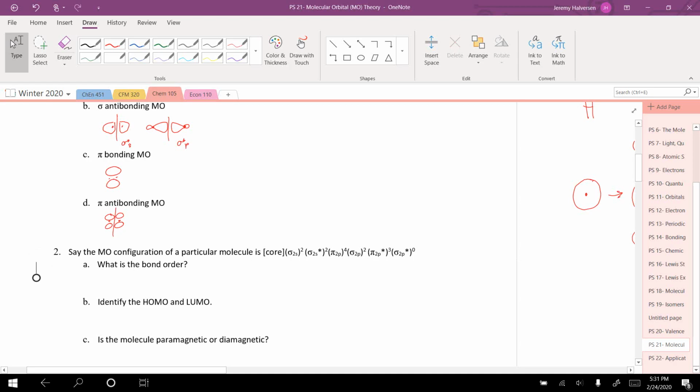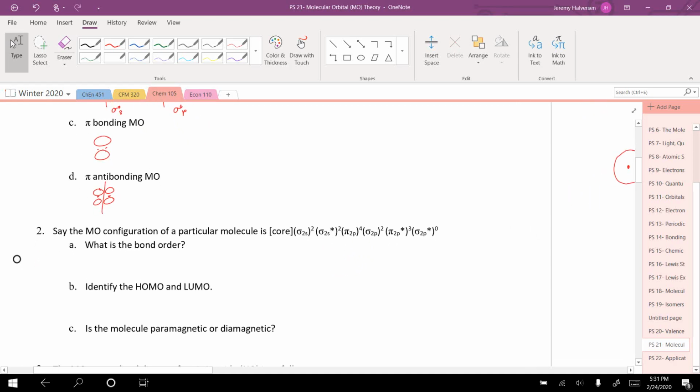Let's talk about how to calculate bond order. So we've done bond order with Lewis structures. For example, if I had CO2, or better example, if I had like this, I would say the bond order, because of the resonance, is 4 lines divided by 3 spots. Right? That's how we did bond order with Lewis structures.